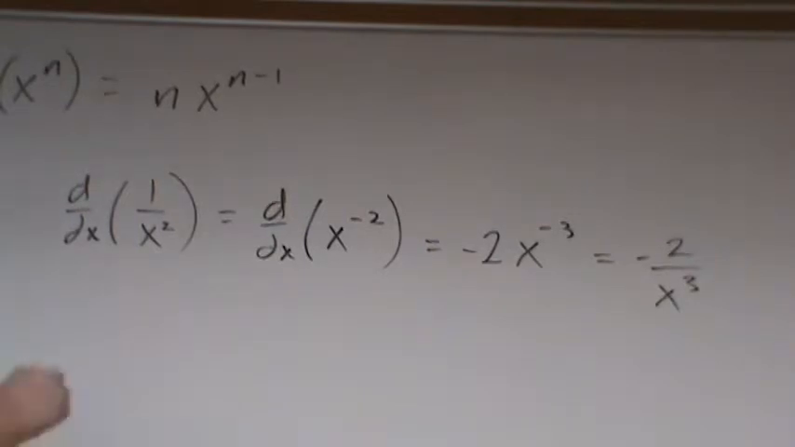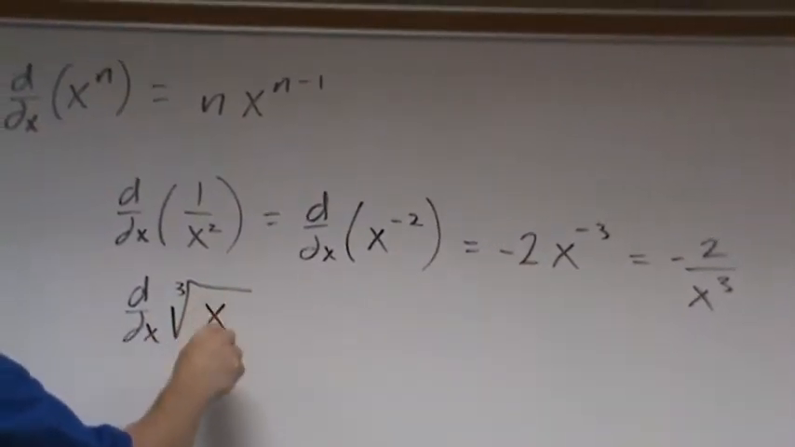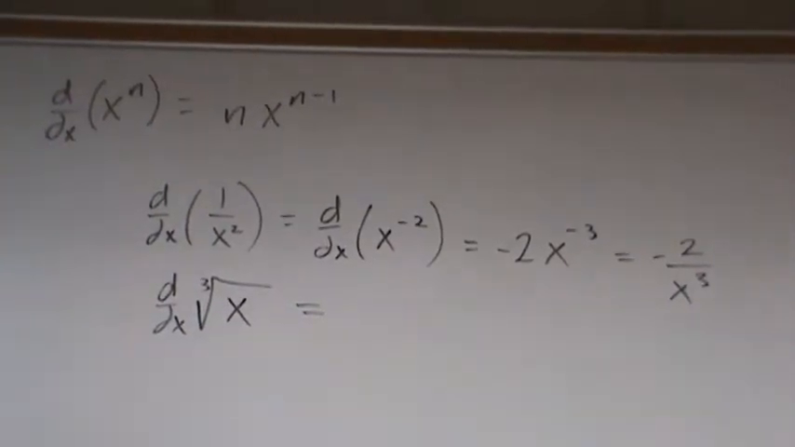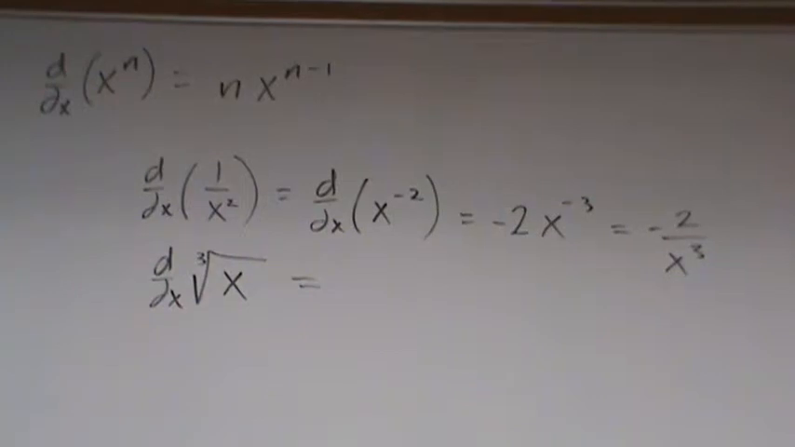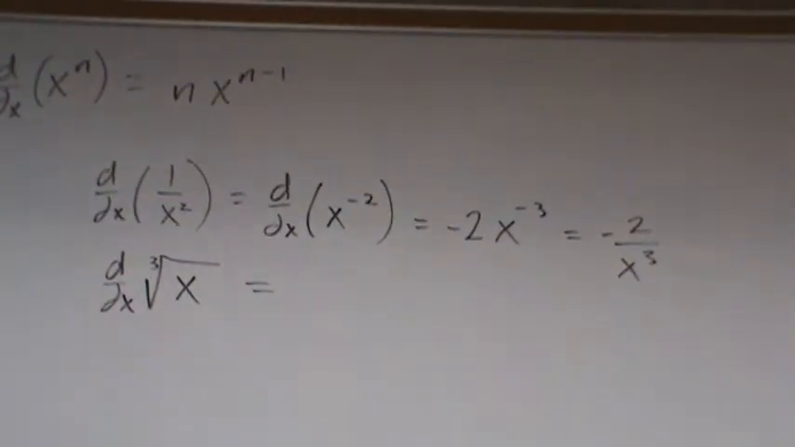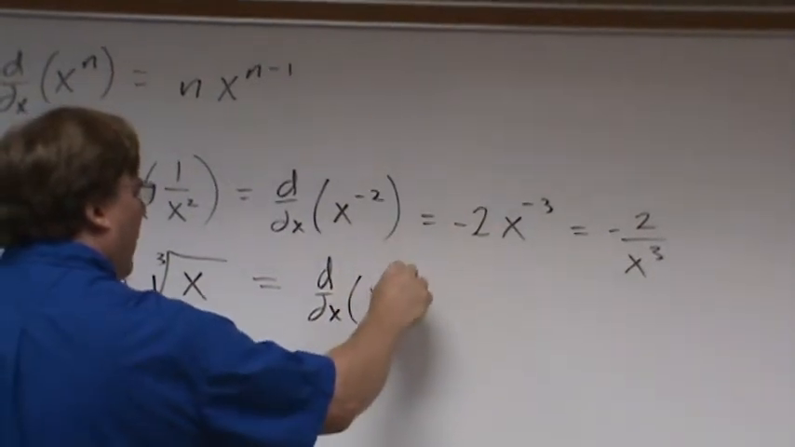Okay, let me give you another one. The derivative with respect to x of the cube root of x. You tell me, how should I rewrite that function before I take the derivative? X to the 1/3. X to the 1/3 power, correct? You're taking the derivative with respect to x of x to the 1/3 power.